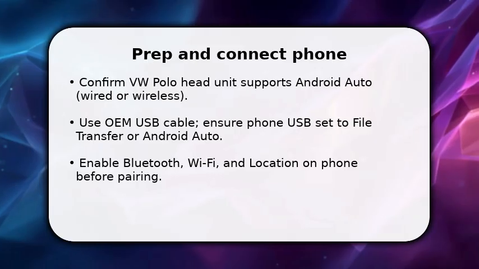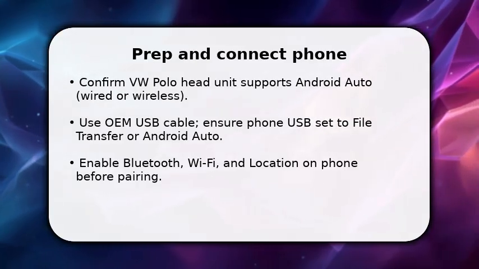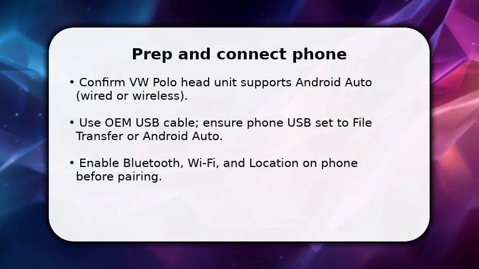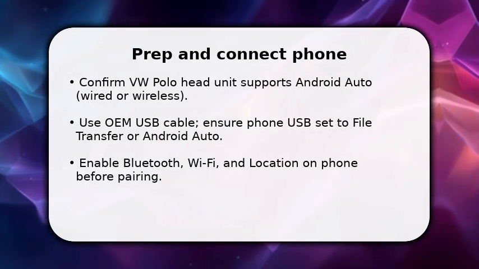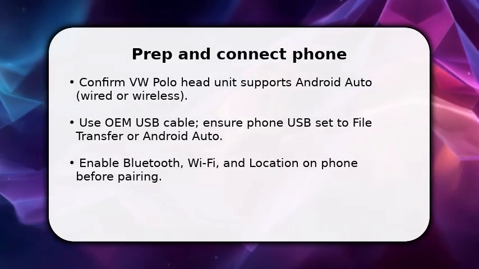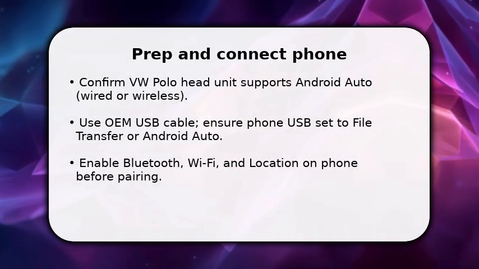You start by preparing both devices. Make sure your Polo's infotainment supports Android Auto and pick a high-quality USB cable for wired setup. On your phone, enable Bluetooth, Wi-Fi, and location so the car and phone can find each other.